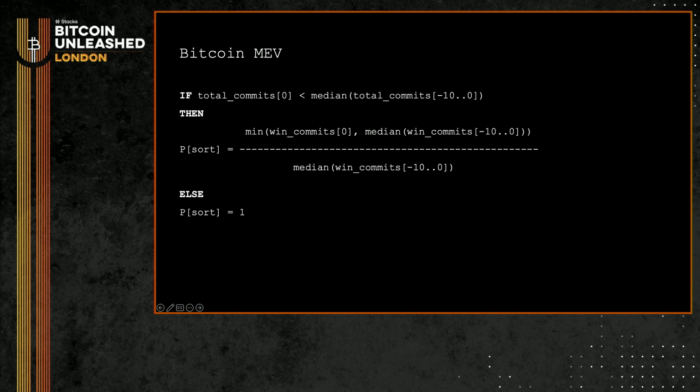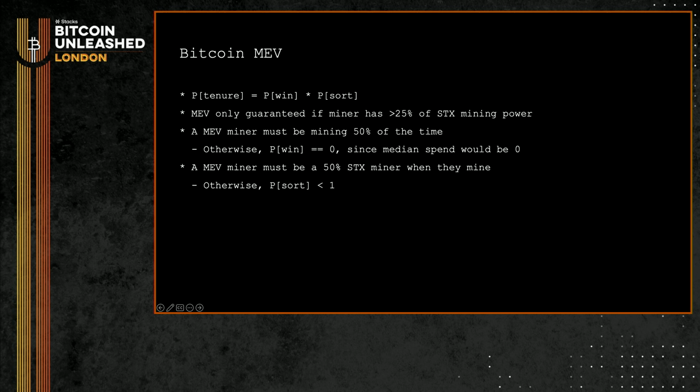If the total commits in the block, however, are still higher than the median of the past total commits, so that's indicating that this isn't an MEV miner block or the MEV miner is paying high enough, then sortition is guaranteed to happen. We're raising the floor of what's acceptable for sortition to happen here. So now the probability that your tenure happens is the product of these two probabilities. Probability of winning times probability of a sortition happening.